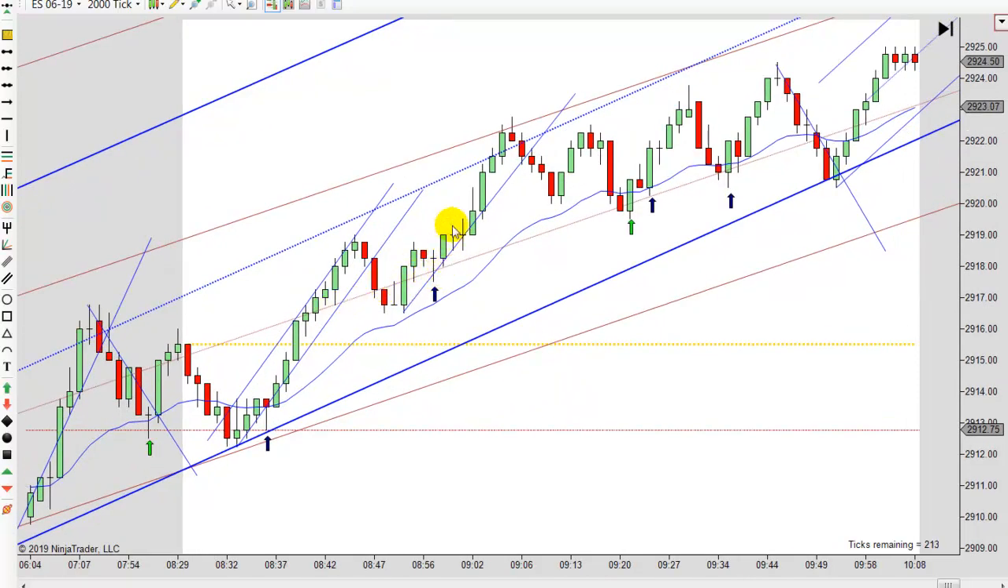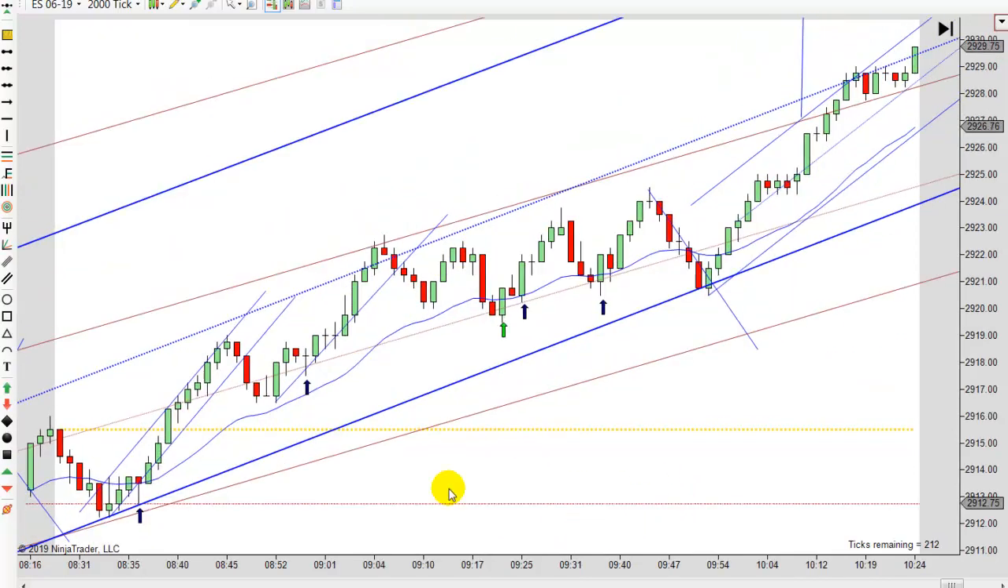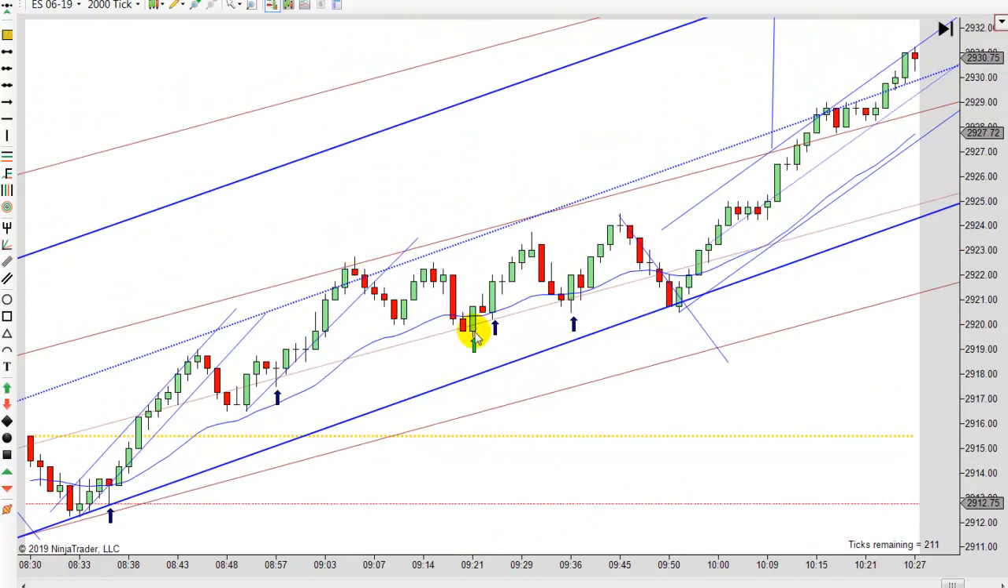And it's playing right off the midline, and we haven't gotten back up to the upper line yet. And there it goes. Goes straight to it, and then we work back to the midline. You get a second entry long.